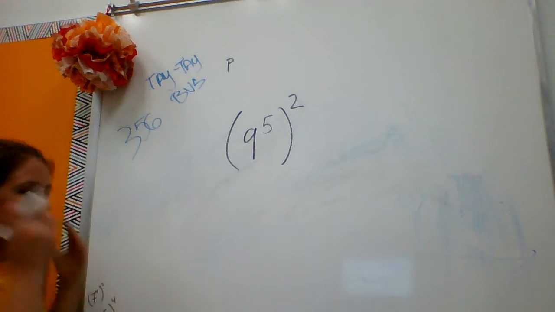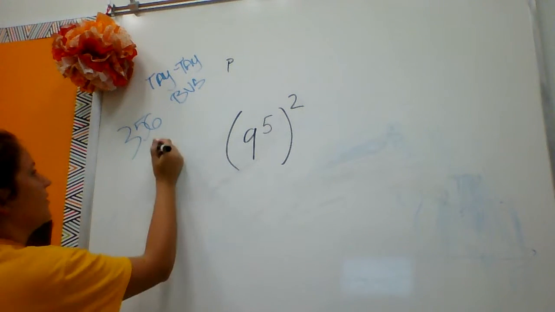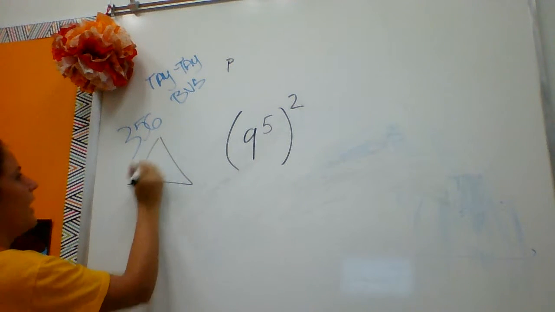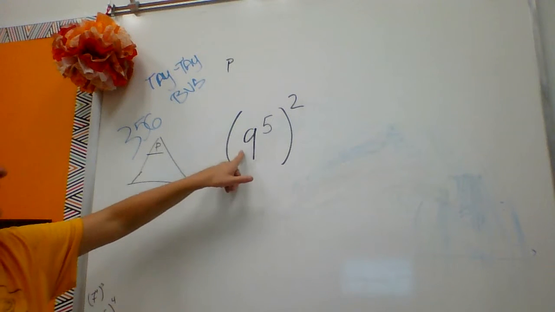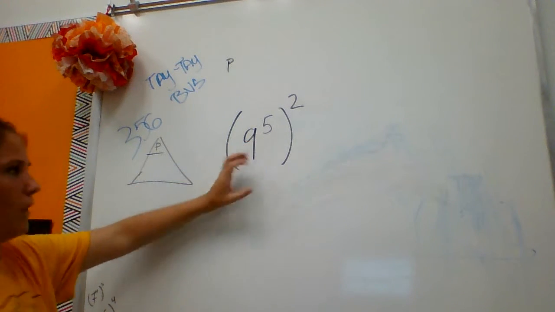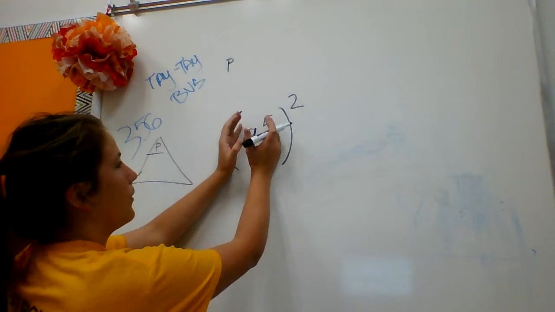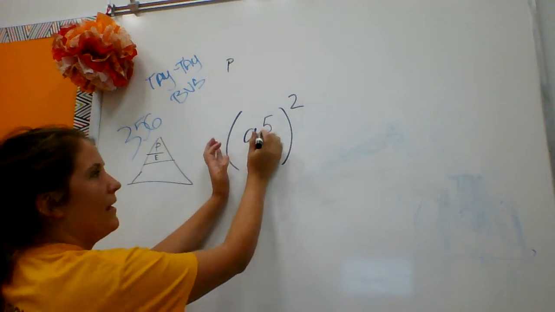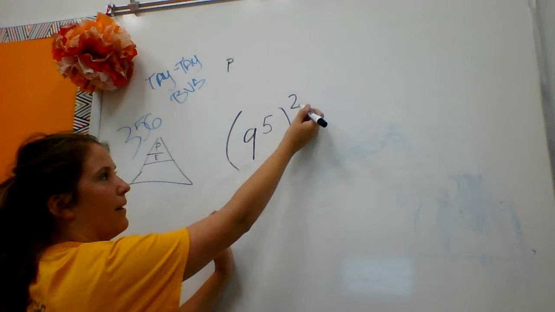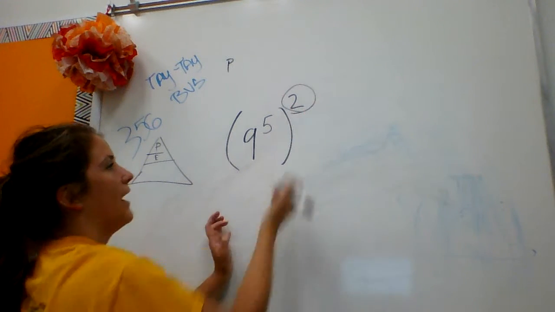First thing I'm going to do, I always need to think back to order of operations, and the first thing I do in order of operations at the top is parentheses. So the first thing I'm going to look at is my parentheses. I see 9 to the 5th power. Okay, 9 to the 5th power. I'm looking at that, and then the next thing I want to look at is my exponents. How many times am I doing 9 to the 5th power? Well, I'm doing it 2 times.